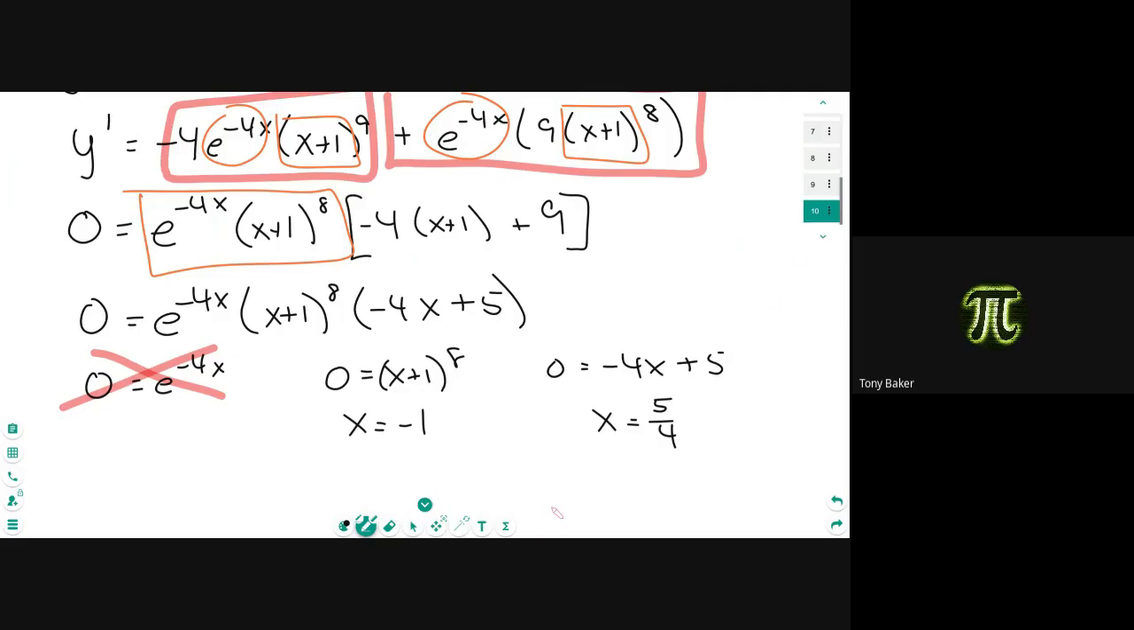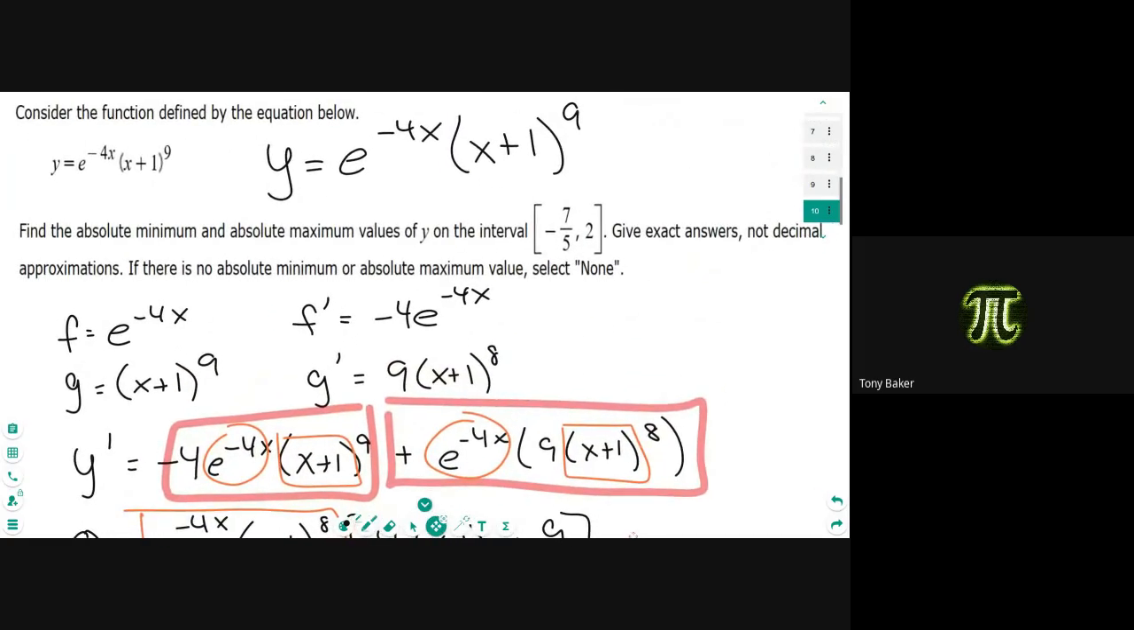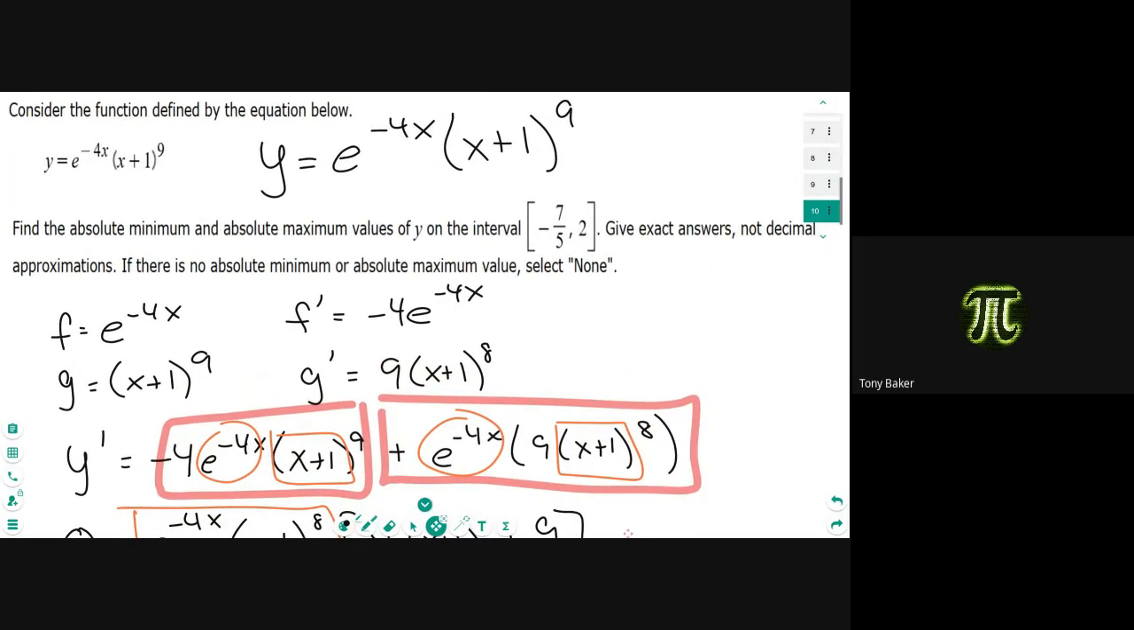All right. What's the last thing I need to do? Well, this one actually has 2 more steps. I have to verify that those are actually in the original function first. So I have x equals -1 and x equals 5/4. If I plug those in, do both those work? Yeah, the domain of E is all real numbers. The domain of a polynomial is all real numbers. So those are both going to work.